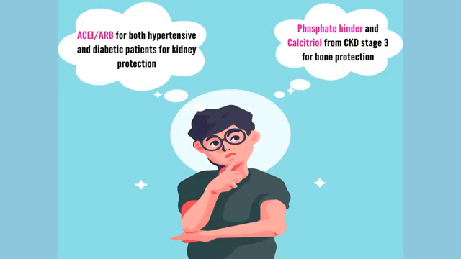This doctor is thinking about his CKD patient. His idea is to use ACE inhibitor or ARB for both hypertensive and diabetic patient for kidney protection. He is also thinking about the phosphate binder and calcitriol from CKD stage 3 for bone protection.